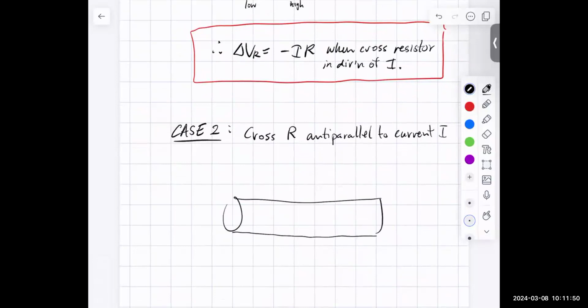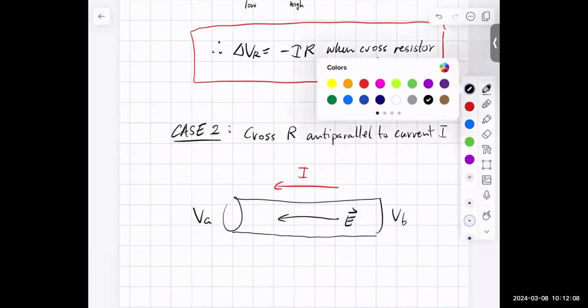The picture will be similar. So there's going to be our conductor. I'll say this side is VA, and this side has potential VB. Maybe what we'll do is reverse the direction of the current. If we reverse the direction of the current, that means we have to reverse the direction of the electric field.